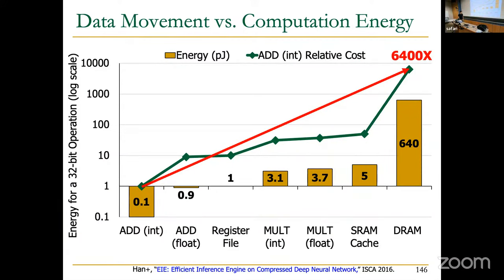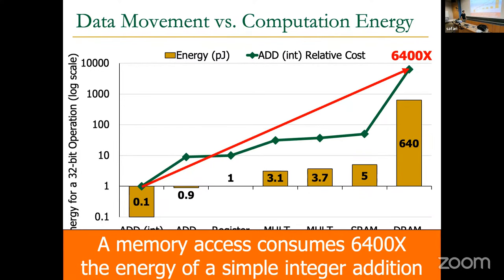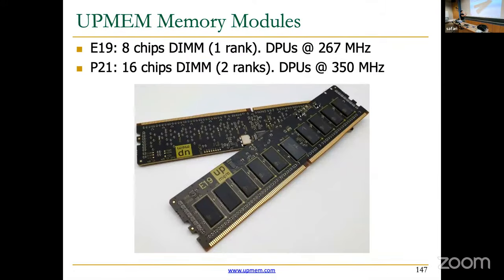In this other graph, we have a similar comparison, even more detailed, because these are 32-bit operations, either an addition of 32-bit integers or addition on floating point values, an access to the register file, multiplication of integers or floating point numbers, or access of those 32-bit elements from the cache, which is SRAM memory, or from the main memory, which is DRAM memory. And you can see it's like 6,400 times more energy in a memory access than a simple integer addition. So bringing data to the processor is extremely costly, and that's why this sort of solution might make a lot of sense. This is just a picture of those DIMMs with processing-in-memory capabilities that are fabricated by a French startup called UPMEM.